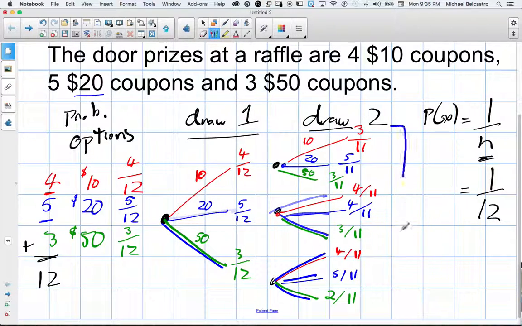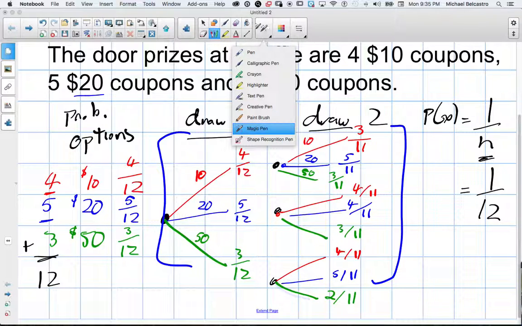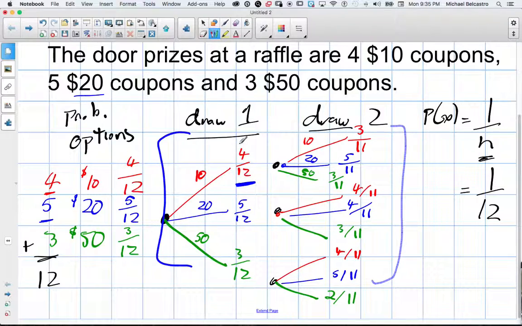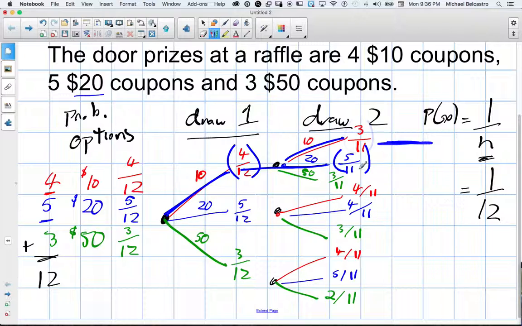Okay, so this would be the tree diagram, and each of these probabilities is a little bit different. The way you calculate it is by multiplying the probabilities along the route, so let's do it from the first tree: 4 over 12 times 3 over 11 would give you the probability of going 10, then 10. Going 10, then 20 would be 4 over 12 times 5 over 11. Okay, I can bring those up very quickly for us.